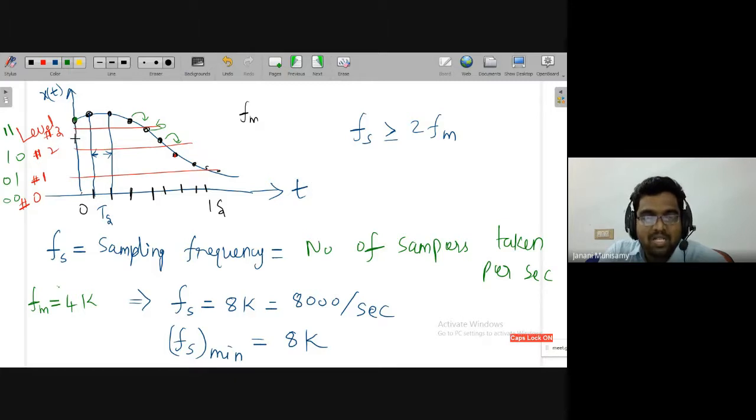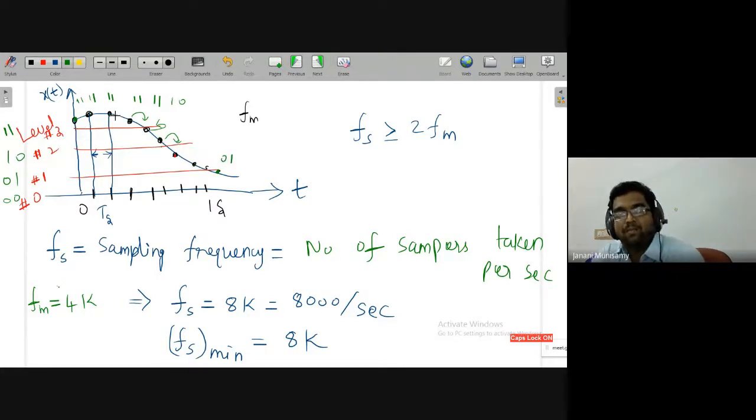Then what is the corresponding data? This will produce 11. This sample will also produce 11. This also will produce 11, 11. Again, this is also 11. But this is very close to level 2. Level 2 means 10. Again, if you come like this, this will be mapped to level 1, so 01. Like this, you have to assign the bits.